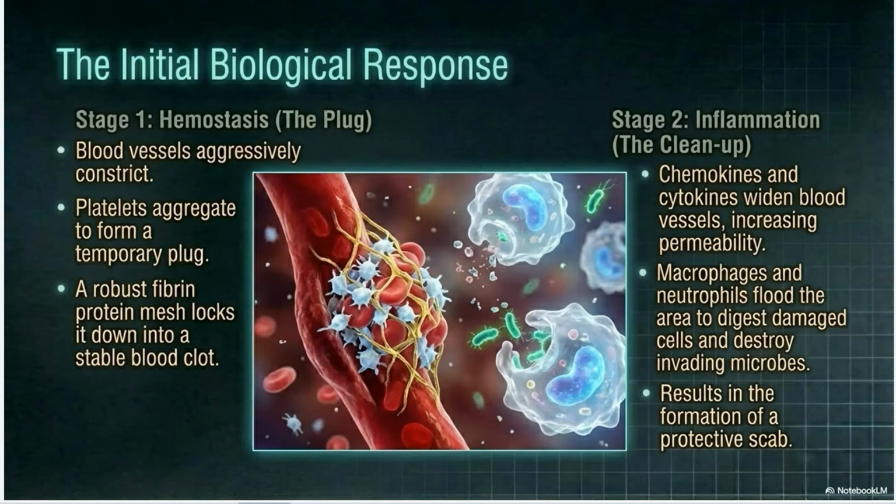The second stage is inflammation, which brings immune cells to the wound site. White blood cells, such as neutrophils and macrophages, remove damaged tissue and destroy invading microorganisms. Although inflammation causes redness, swelling, and warmth, it is an essential part of the healing process. During this phase, chemical signals called cytokines coordinate the immune response and prepare the wound for tissue regeneration.